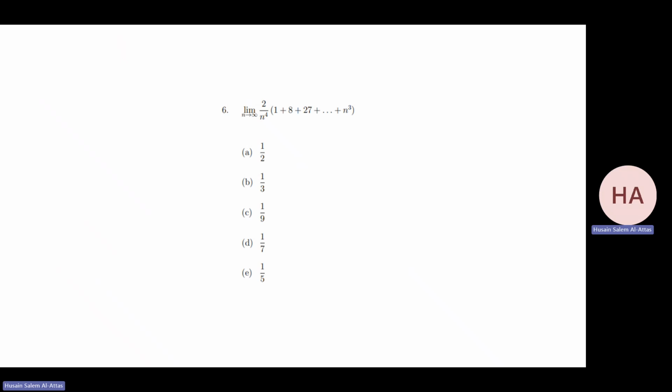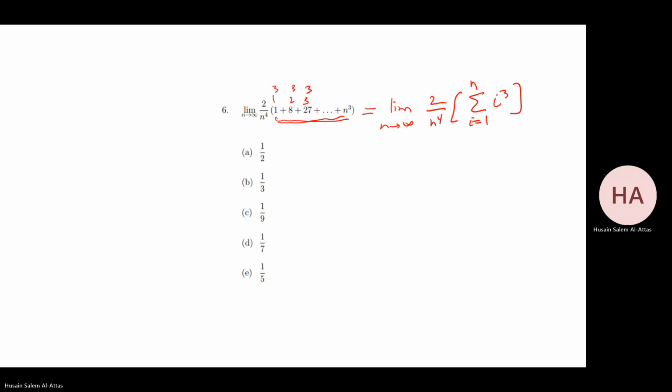Okay. 2 over n to the power 4 times (1 plus 8 plus 27 plus ... plus n cubed). I need to rewrite this in terms of summation. That will be the limit as n goes to infinity of 2 over n to the power 4 times, what is this? This is 1 cubed, this is 2 cubed, this is 3 cubed. So this is the summation, i equals 1 to n of i cubed, which is 1 cubed plus 2 cubed plus 3 cubed and so on up to n.